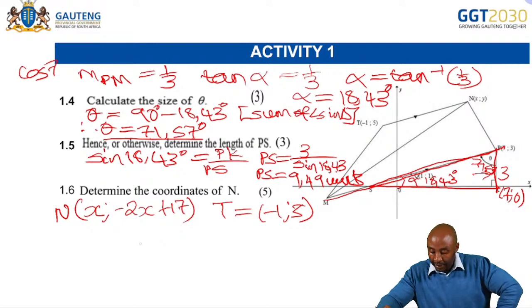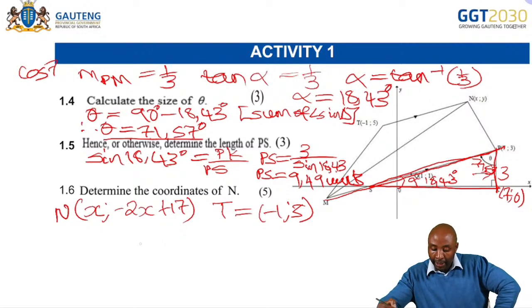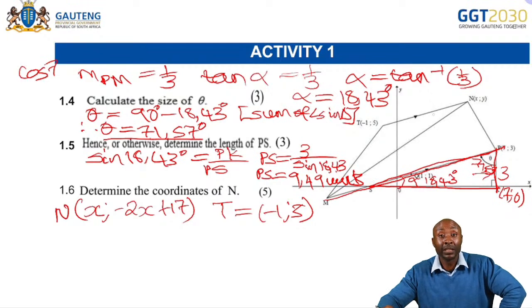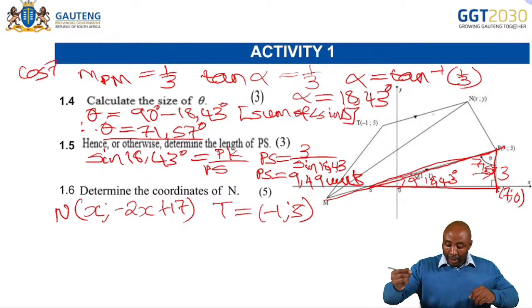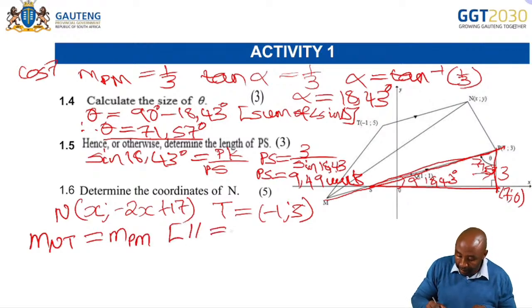But I've got something else that can help me. I calculated the gradient of MP. I found it as 1 over 3. And TN is parallel to MP. So I can use the gradient there to help me find the coordinates of N. So I will say the gradient of NT is equal to the gradient of PM. And we know that parallel lines have equal gradients. And we know that our m in this case is 1 over 3.